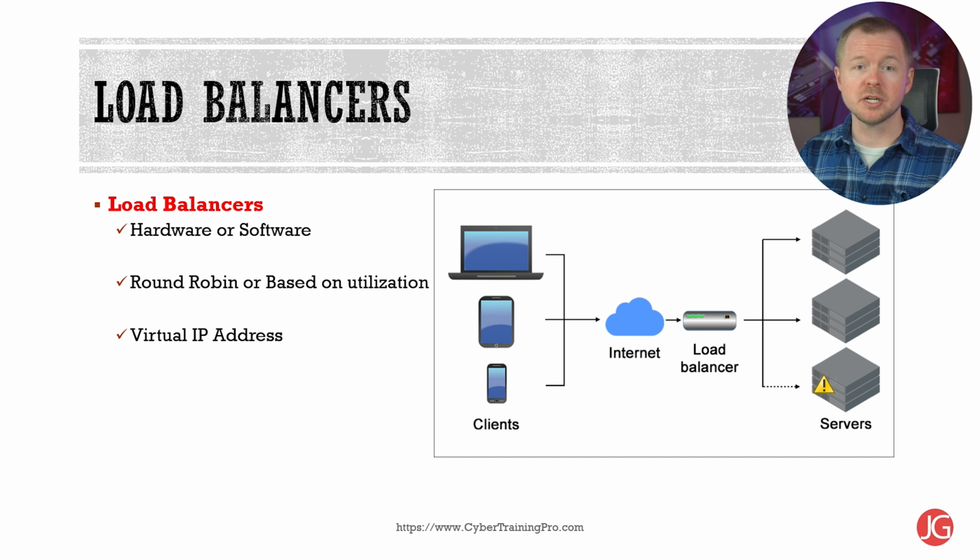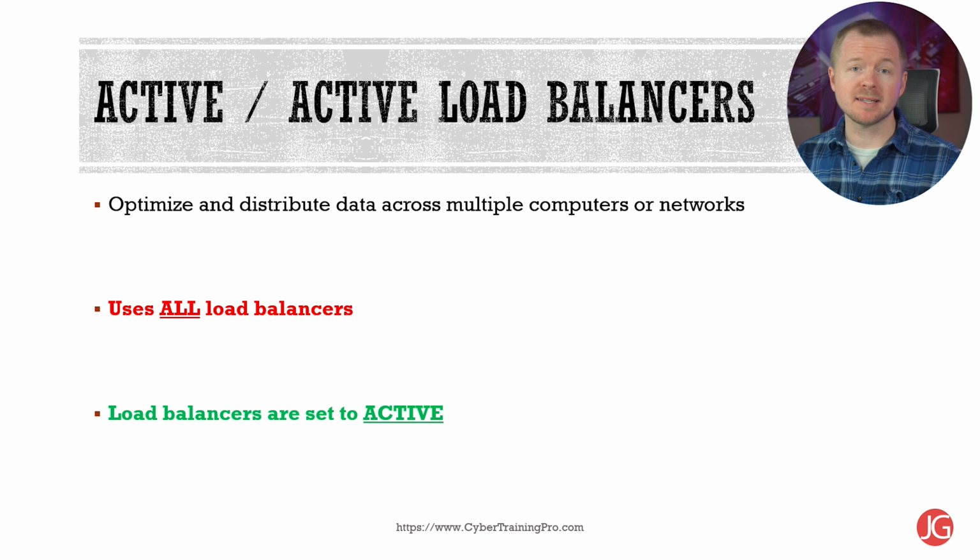It's also important to note that for load balancing, we typically will use a virtual IP address so that behind the scenes, things can be changed easily instead of having an IP hard-coded, like with a static IP address. Active-active load balancers optimize and distribute data loads across multiple computers or multiple networks. Essentially what happens is all of our load balancers will equally distribute traffic as it's received.